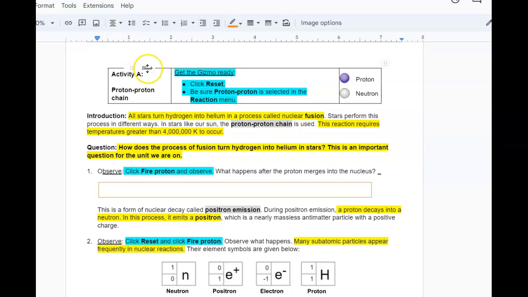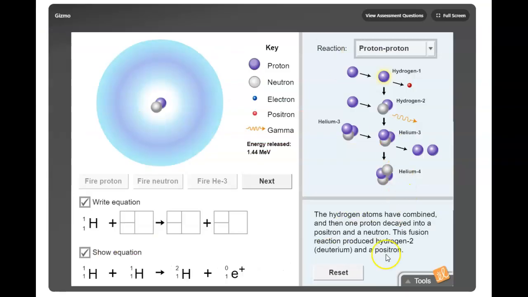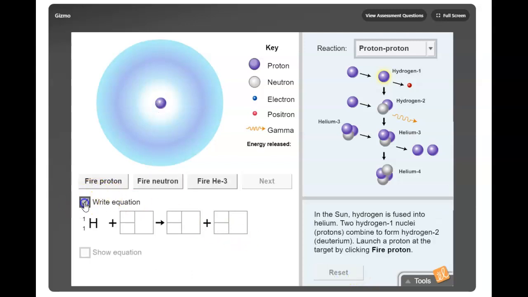All right, we're ready for activity A. It says, get the gizmo ready. Click reset. Be sure proton is selected in the reaction menu. So we're going to click reset down there and make sure proton is selected in the reaction drop-down menu. Here is the reaction drop-down menu. I don't have to do anything because proton is selected, so that's good.